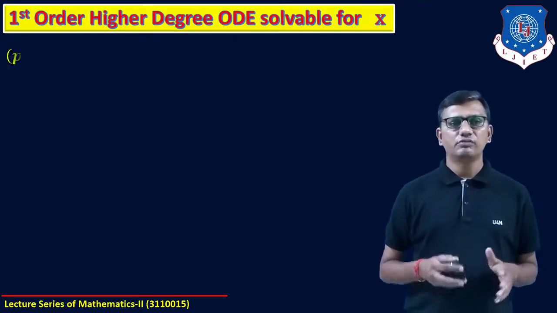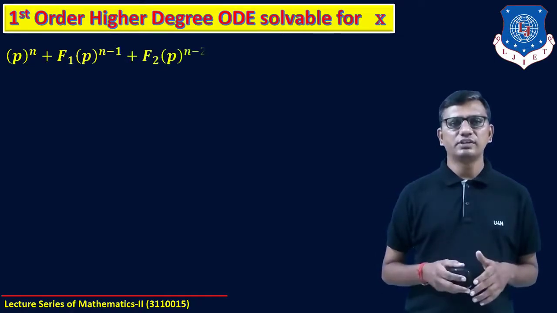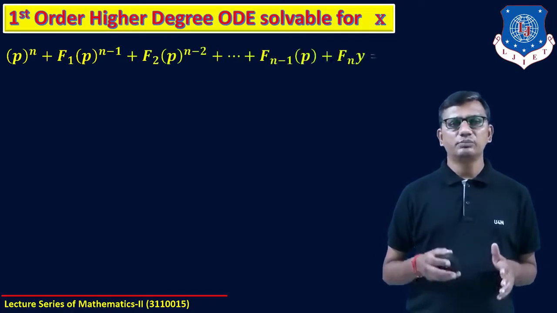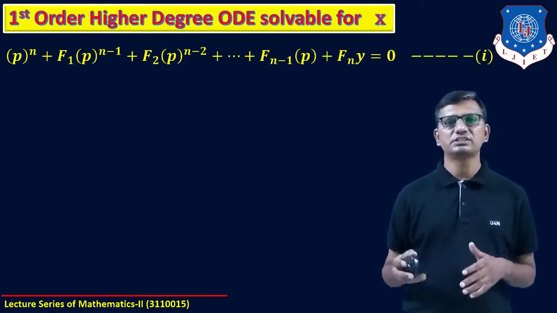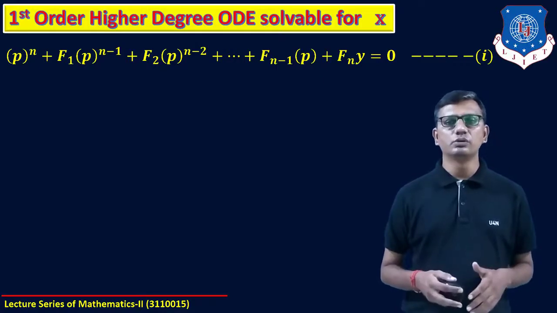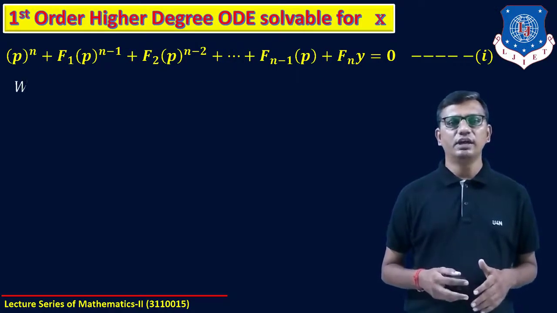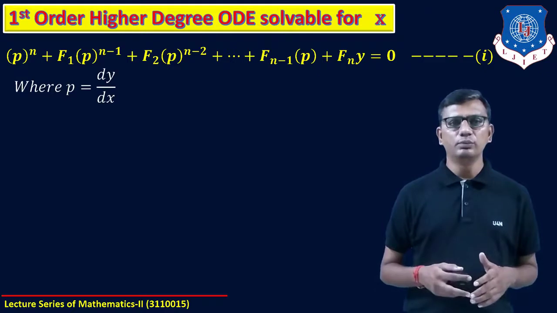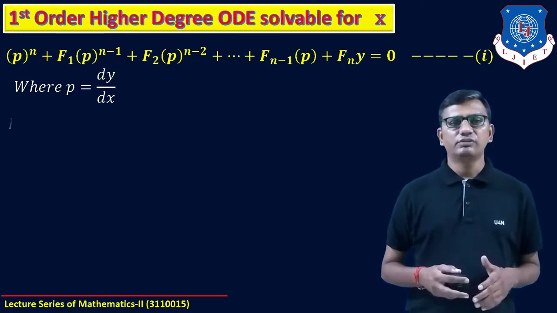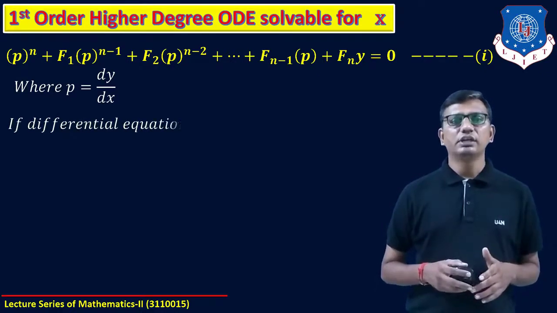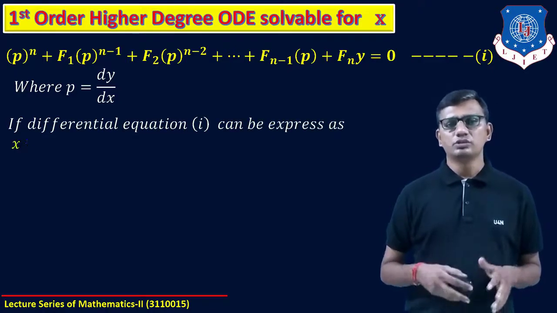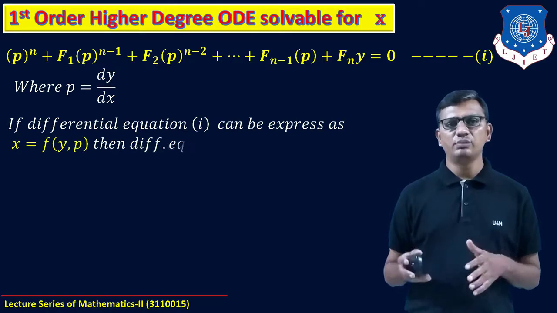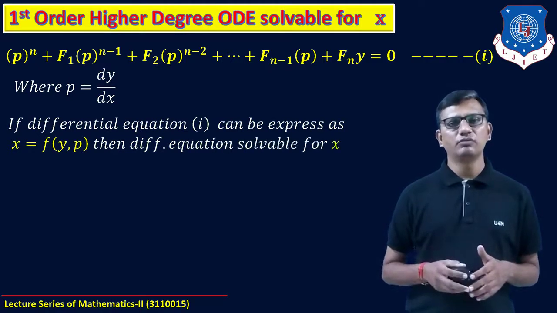So this is our first order, n degree ordinary differential equation: p^n + f1 p^(n-1) + f2 p^(n-2) + ... + f(n-1) p + fn y = 0. Call it equation number 1, where dy/dx = p. Now, if this differential equation 1 can be expressed in the form x = f(y, p), then it is solvable for x.